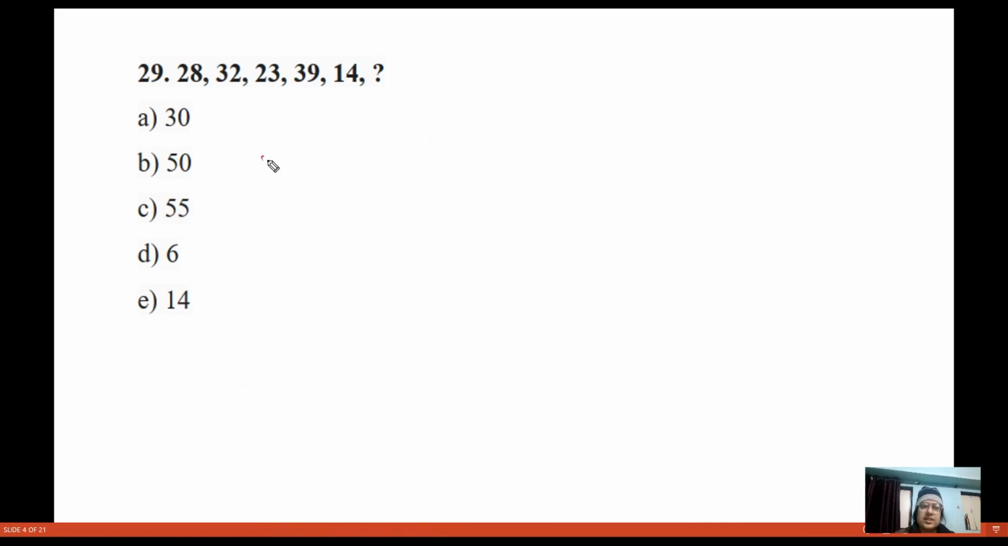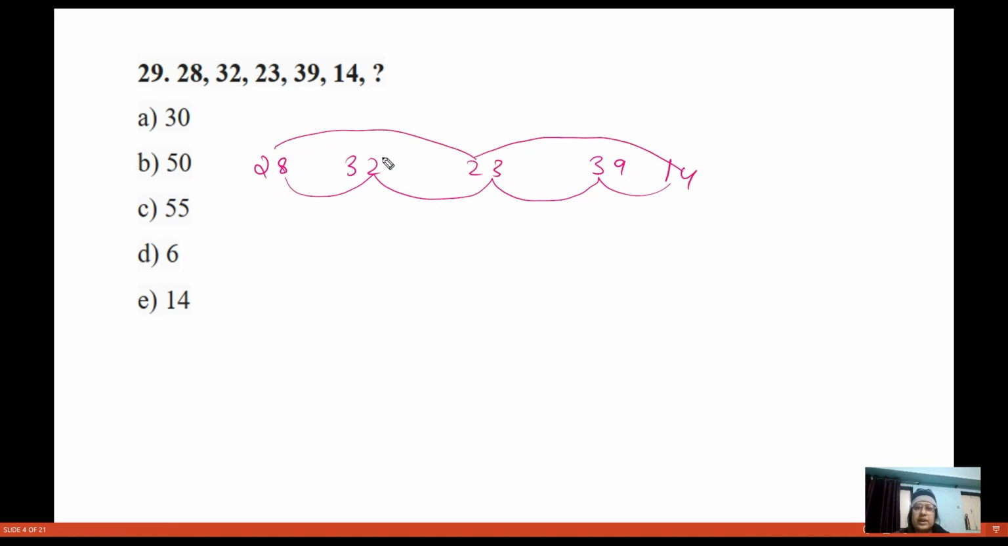Then we have this 28, 32, 23, 39, 40. Now see, again the series is fluctuating. Sometimes it is increasing, sometimes it is decreasing. So let us see. Now if we see, this is 28, then 23, then 14. So 28 minus 5 is 23, and 23 minus 6 is 14.